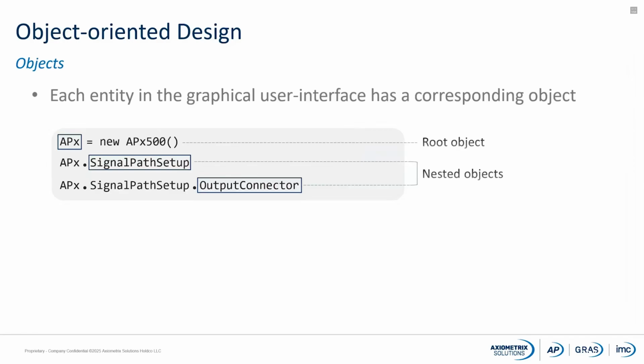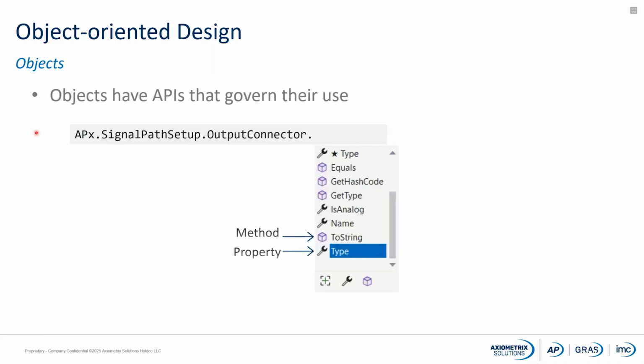So every setting, every button in the graphical user interface has a corresponding object in the API. And there is the root object, which is APx, and then every other object is nested under that root. And every object also has APIs that govern their behavior. Those APIs are exposed as properties and also methods.